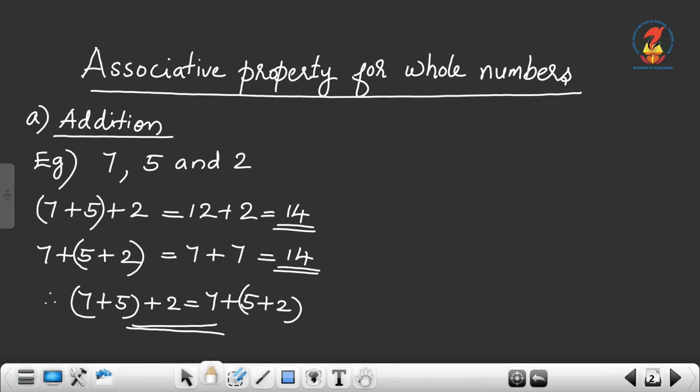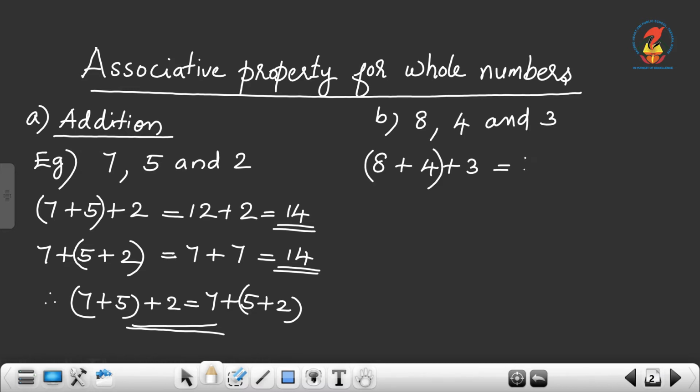We can consider one more example. Now say 3 whole numbers. Let it be 8, 4 and 3. We have to find the sum of these 3 whole numbers. 8 plus 4 plus 3. First we have to add 8 and 4. Therefore, we will put a bracket there. (8 + 4) + 3.